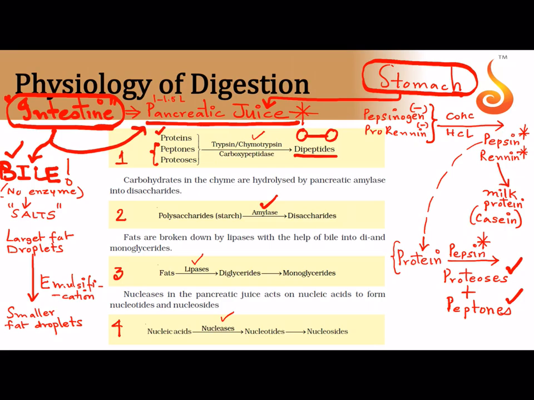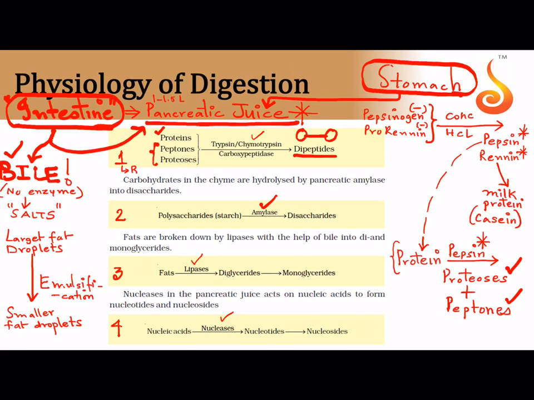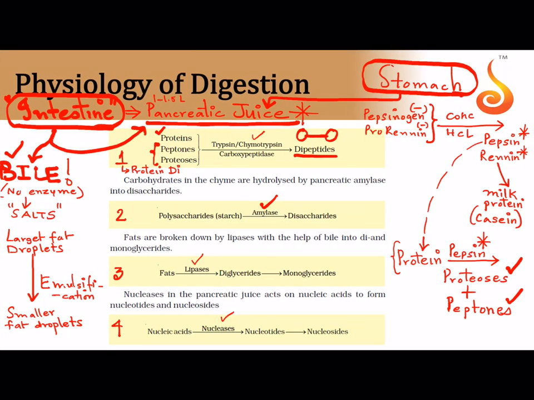So how does protein digestion happen? The first equation pertains to protein digestion. Pancreatic juice helps in digestion of almost all components of food. The second equation pertains to carbohydrate digestion. The third equation pertains to fat digestion. And the last equation pertains to nucleic acid digestion. That means all the components of your food are getting digested with the help of pancreatic juice.